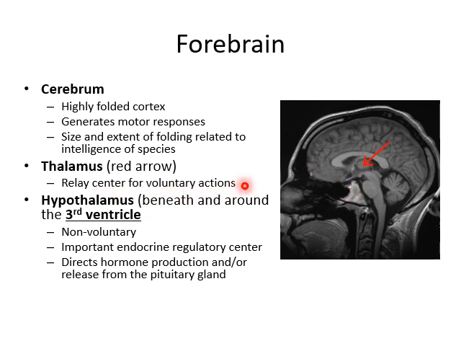So the thalamus is the relay center for voluntary actions. We make all these decisions in the higher brain. They're going to come down through the thalamus. The hypothalamus does some involuntary stuff. It's again connected to the endocrine system, and the hypothalamus can direct the production and or release of hormones from the pituitary gland. Depending on whether we're dealing with the anterior or posterior, we'll get to that next week.